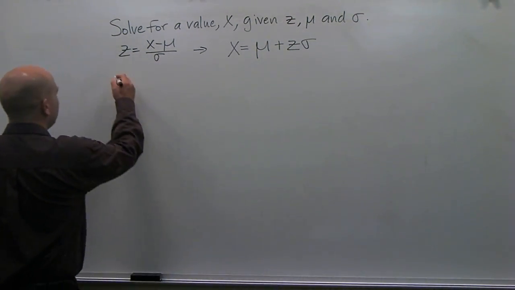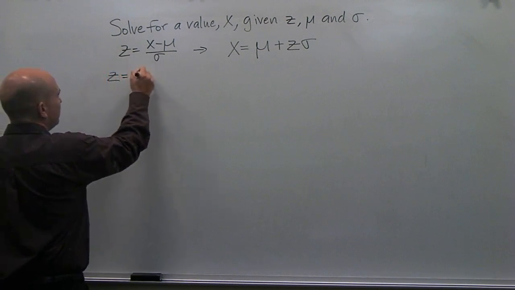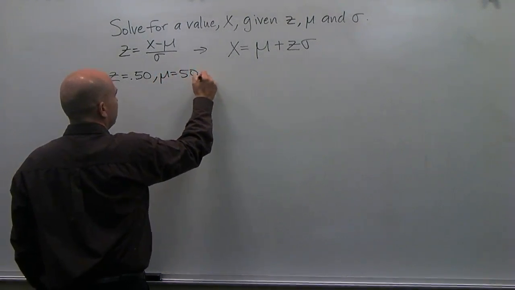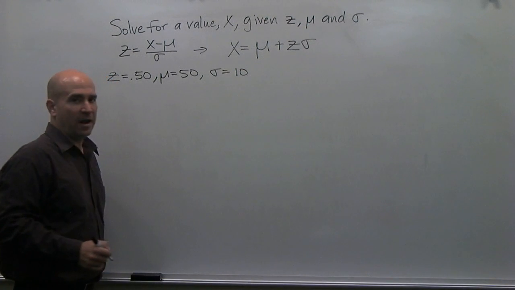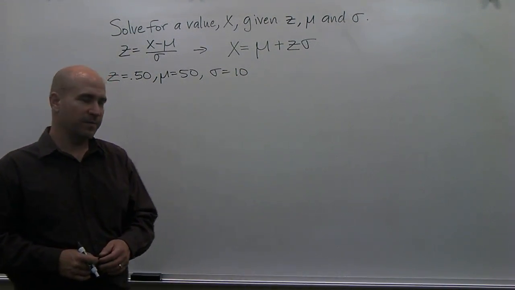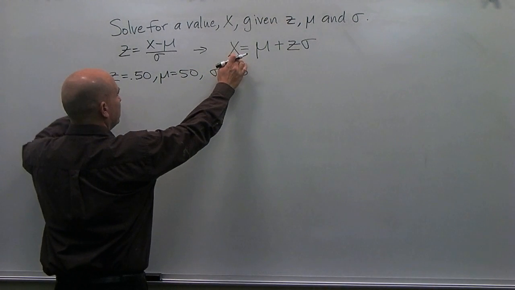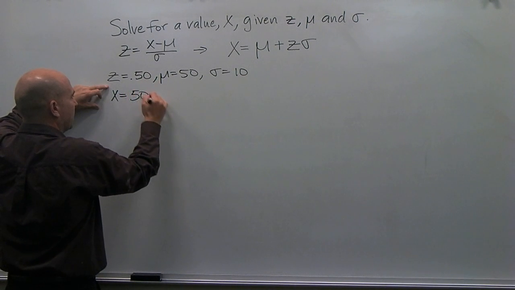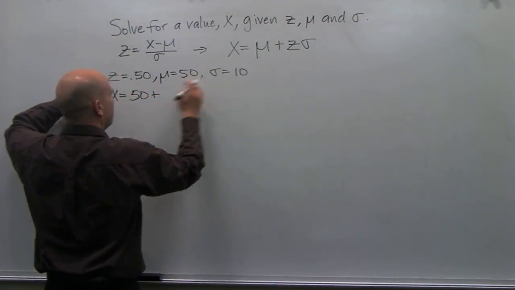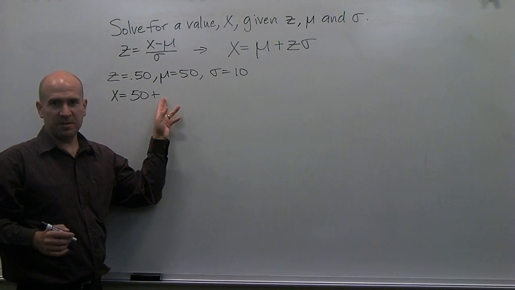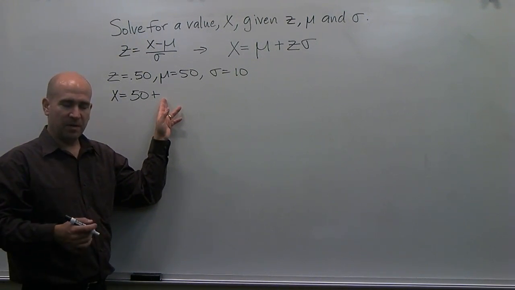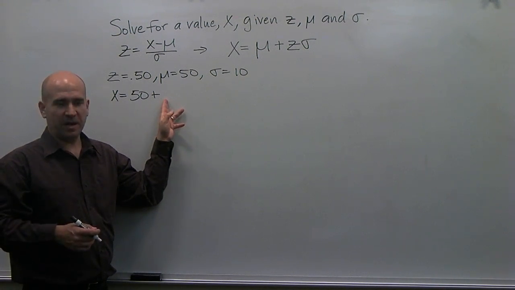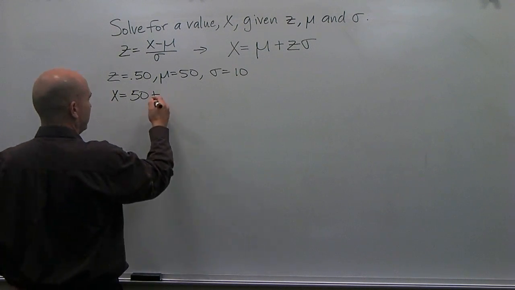In our first example, suppose I gave you a z of 0.50 with a mean of 50 and a standard deviation of 10, and I asked you to solve for x. Here, we're going to just plug it in. So I have x equals mu, which is 50, plus z, which is 0.5. And usually at this point, when I multiply z times sigma, I'll typically use parentheses. It just makes it easier to separate the values.